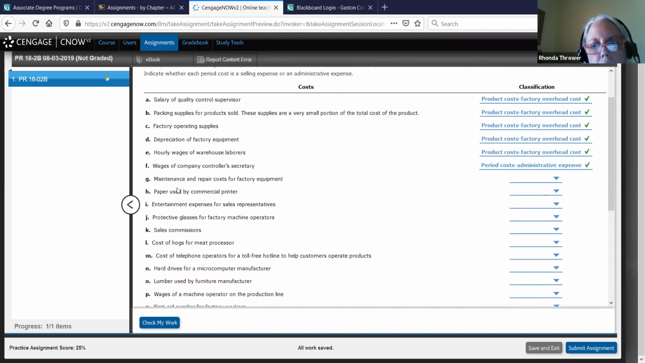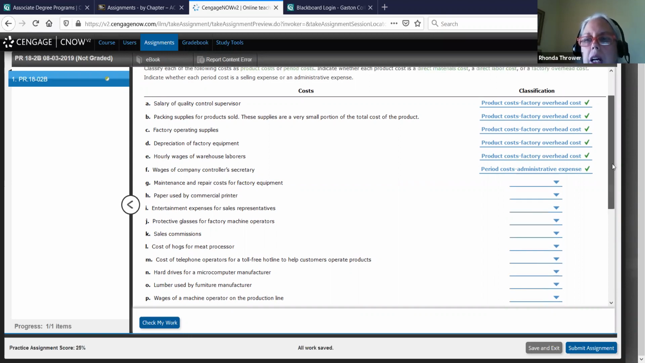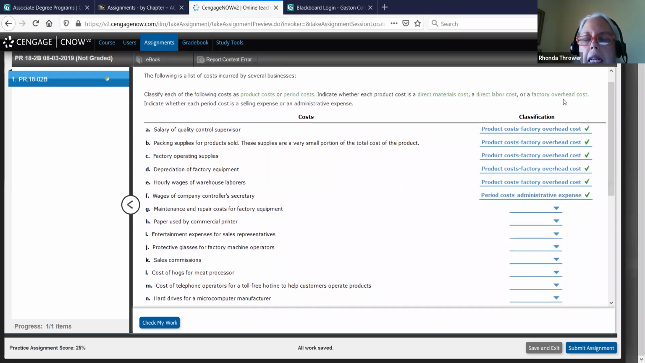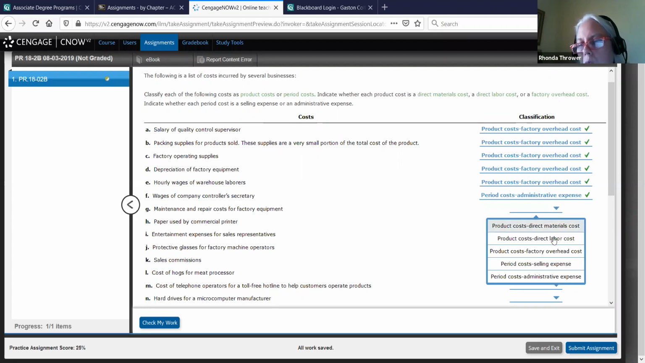The next cost has to do with maintenance and repair costs for factory equipment. Notice they've got the word factory in there, and the majority of the time, if it's got factory in it, it has to do with some type of factory overhead. So factory overhead costs, again, are your indirect materials, your indirect labor, and all other factory costs. This repair cost would be considered an other factory cost. It is a factory overhead cost, and that makes it a product cost. So the answer to this is product cost, factory overhead cost.